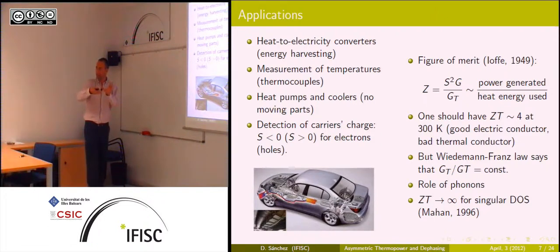Since the thermoelectric effect and the Peltier effect, this cooling effect, are related to each other, you can use these thermoelectric devices not only for converting heat to electricity, but also, let's say, for pumping heat or cooling. Okay, I just showed an example before.